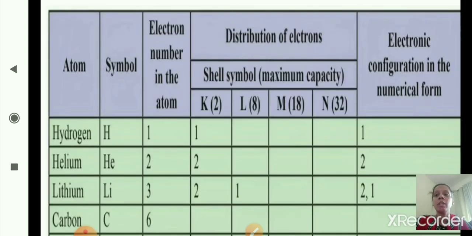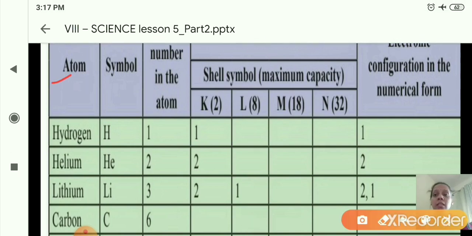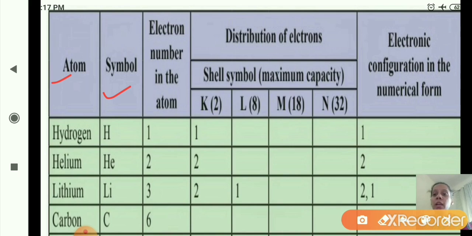As you can see, here is a table. First the atoms are given, then the symbols, and the number of electrons in the atom, and the distribution of electrons. Now we will distribute the electrons in each shell. The shells K, L, M and N are given, and the maximum capacity is also given: 2, 8, 18, 32. Here we will write the electronic configuration in the numerical form.